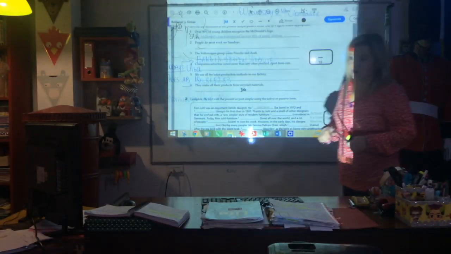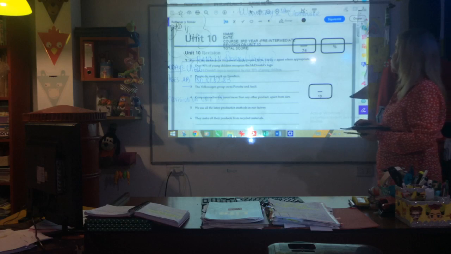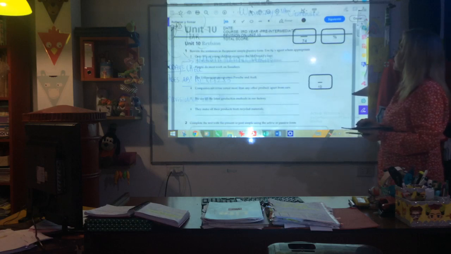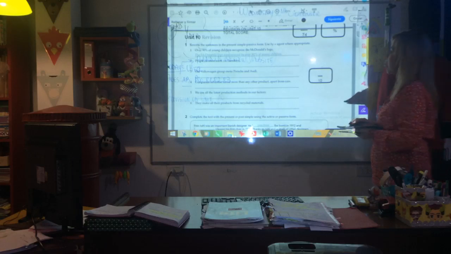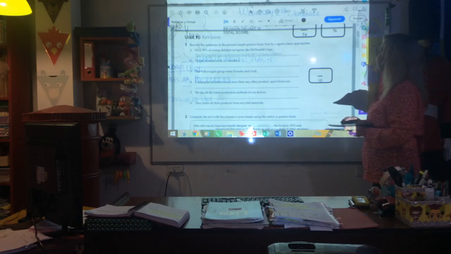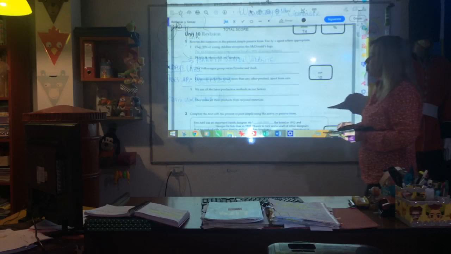Okay, well, so in the first part, this is a review, yes, okay. It says: rewrite the sentences in the present simple passive form, use by agent where appropriate, yes, okay, present simple.